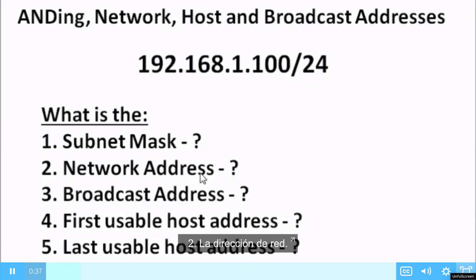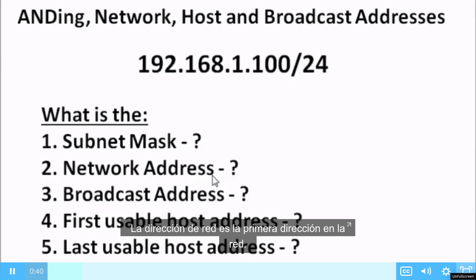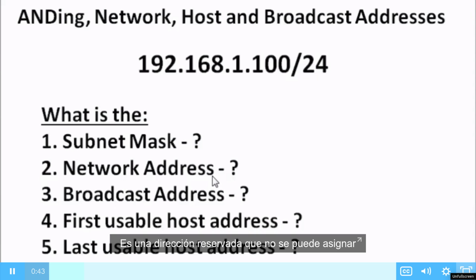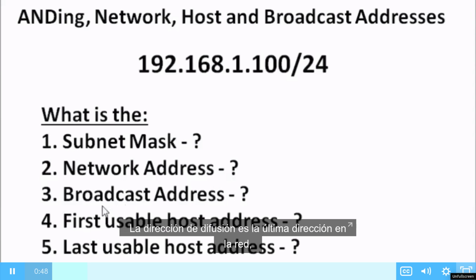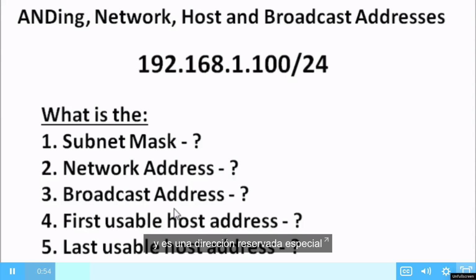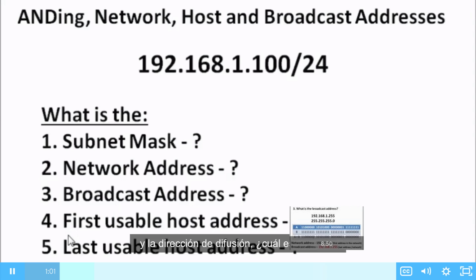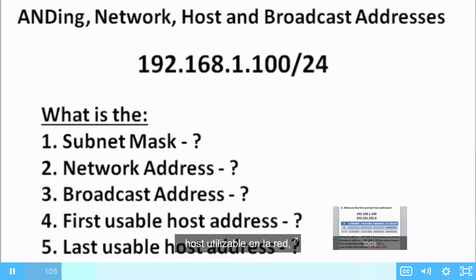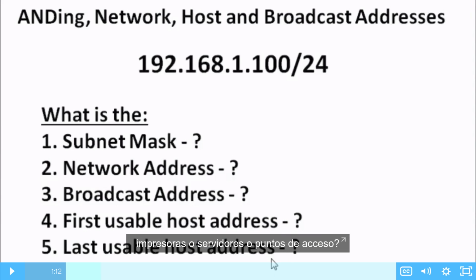2, the network address. The network address is the first address in the network. It's a reserved address that cannot be assigned to any host on the network. What is the broadcast address? The broadcast address is the last address in the network and is also a special reserved address that cannot be assigned to a host on the network. And then, since we can't use the network address and the broadcast address, what is the first usable host address on the network? And what is the last usable host address on the network that we can use to assign to hosts, whether they're PCs or printers or servers or access points, whatever?